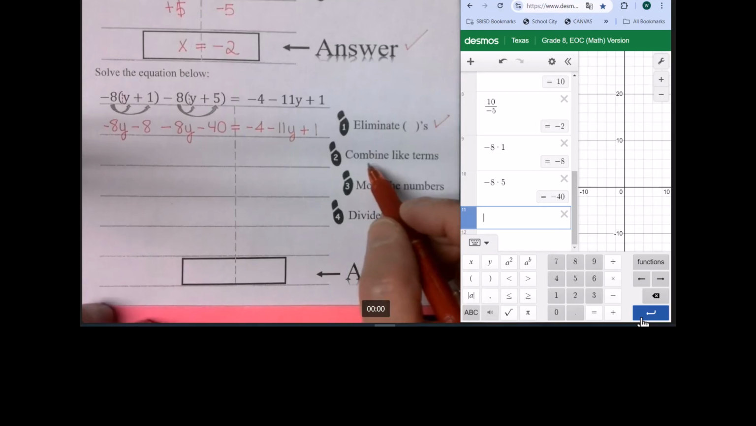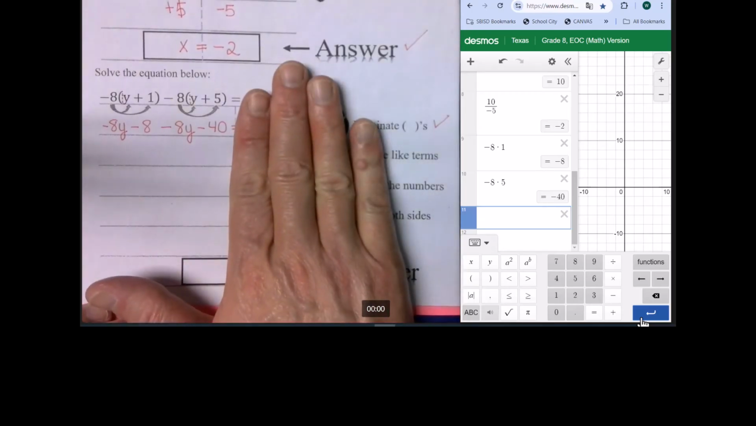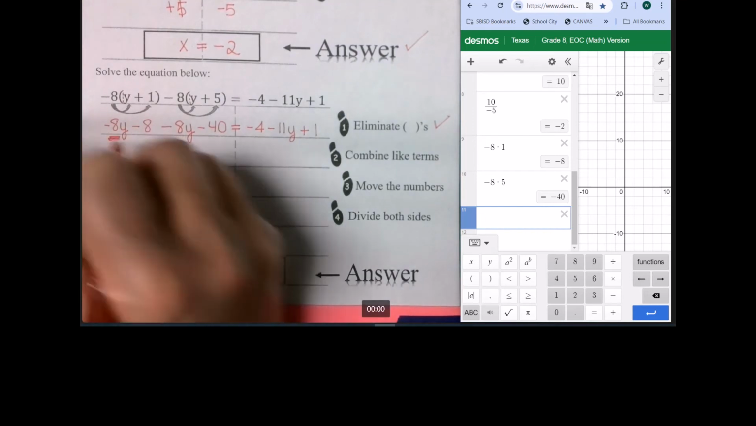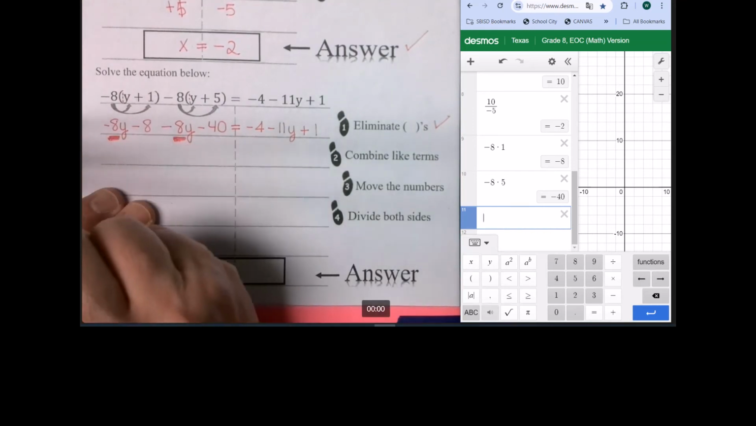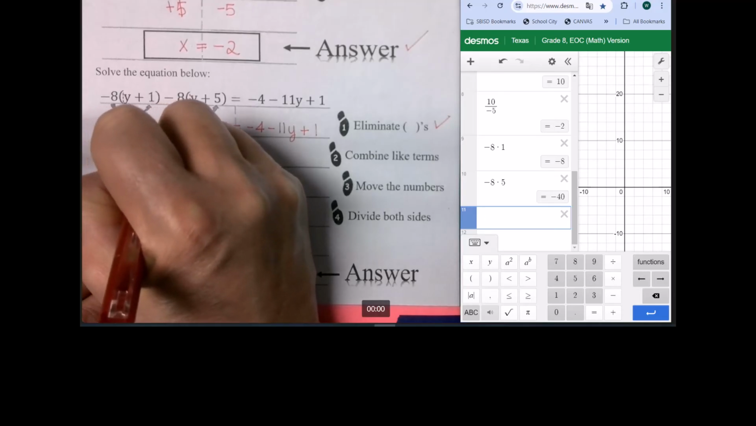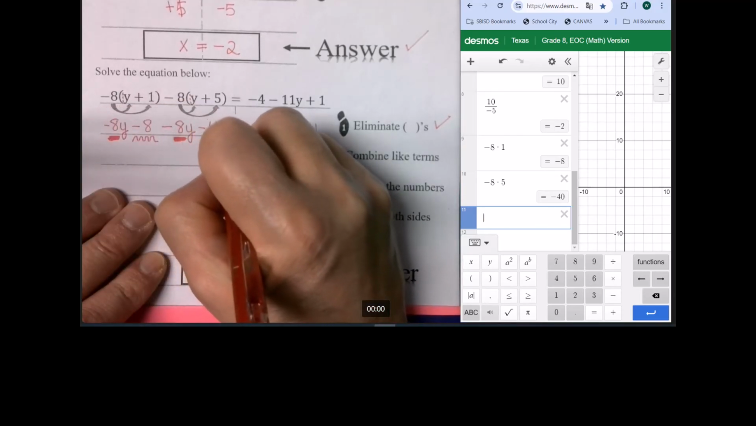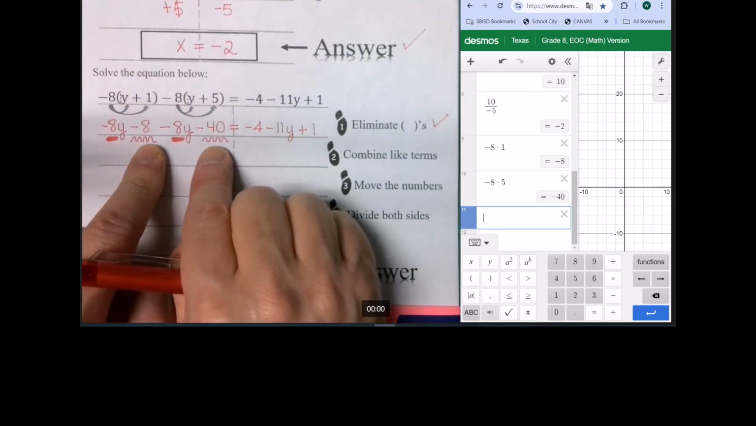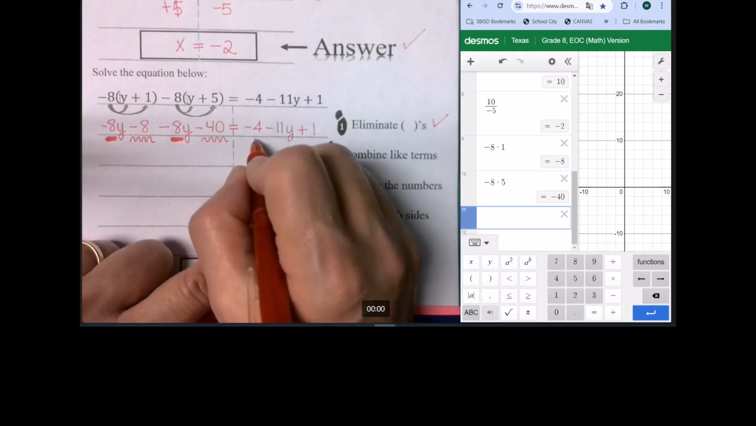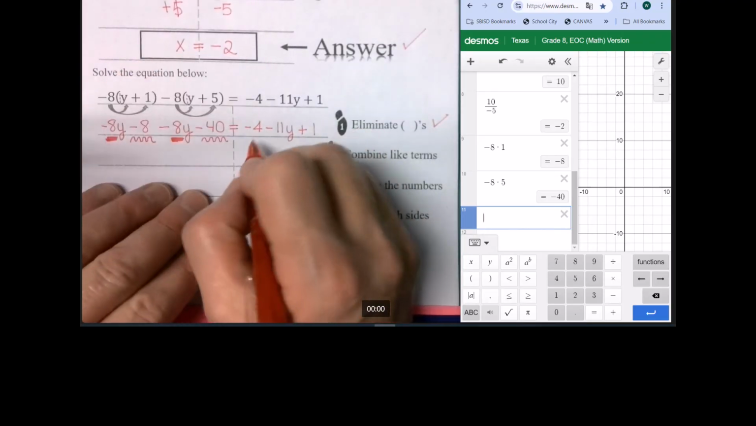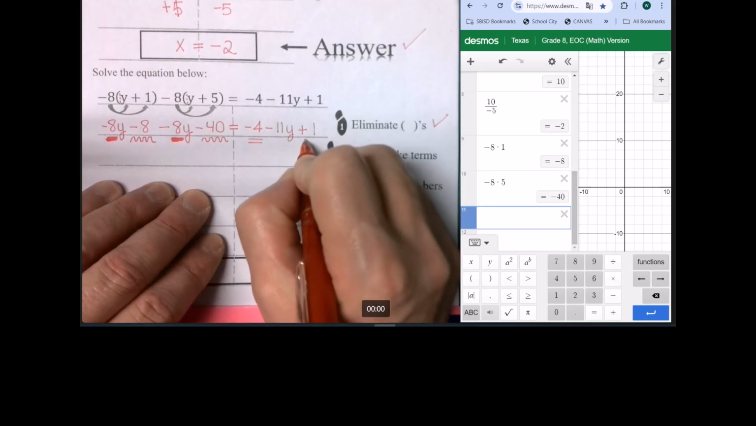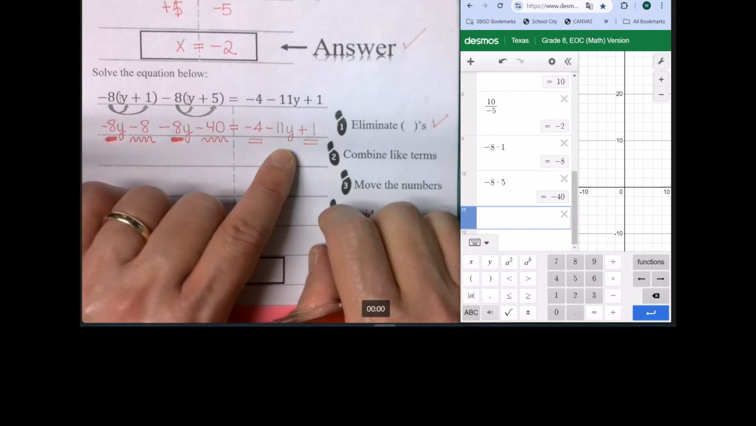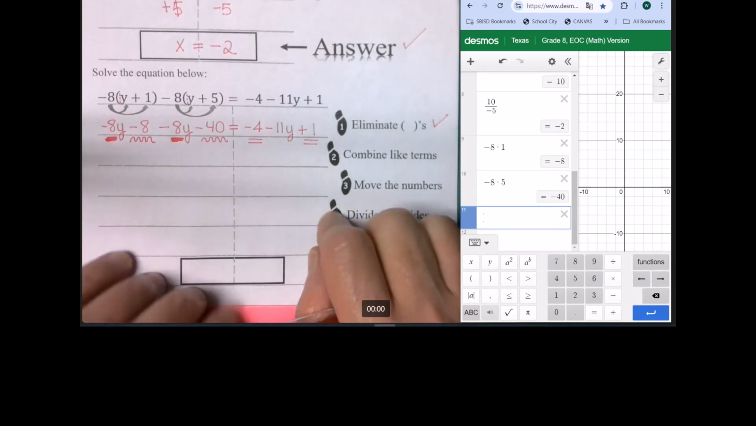Now we're going to combine like terms. We combine one side at a time. So first the left side. Who can I combine? I can combine negative 8y with negative 8y. And I can combine negative 8 here with negative 40. These I can combine because they have the letter y, and these I can combine because they have no letter. On the other side of the equation, I can combine negative 4 with positive 1 because they both don't have a letter. And negative 11y cannot combine with anybody, so we're just going to bring it down.